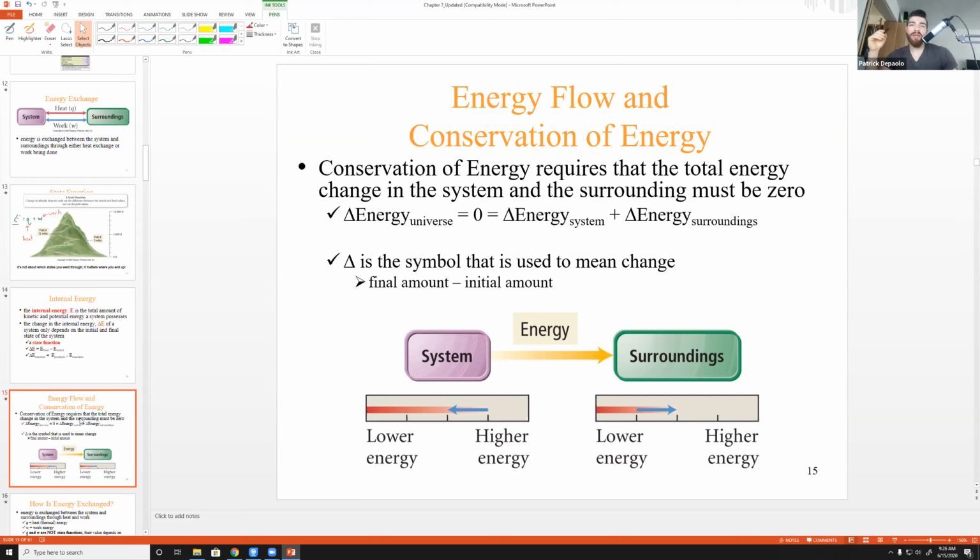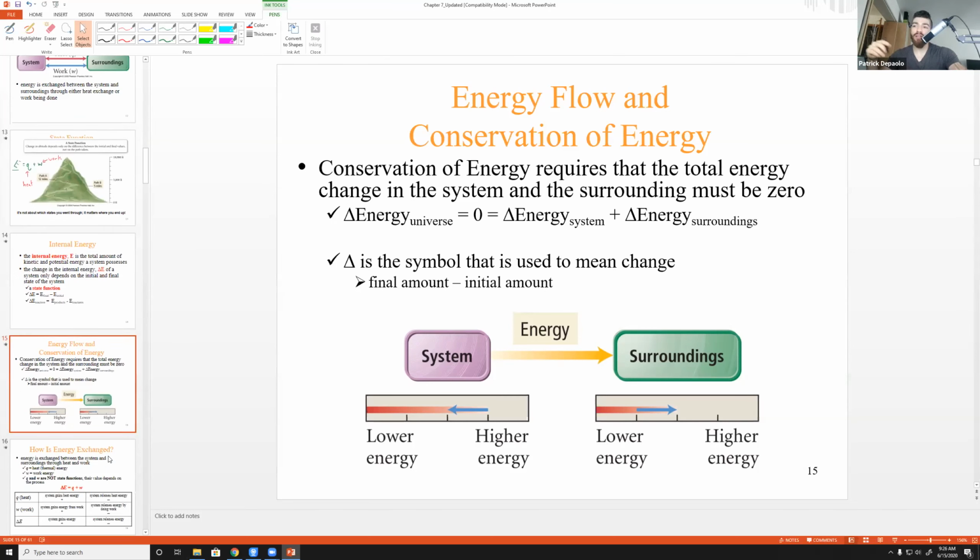But what we can say is that in the problems we do, we assume that energy is conserved. So it's 100% of energy being moved from one way or the other, and we're not losing any to the environment randomly.